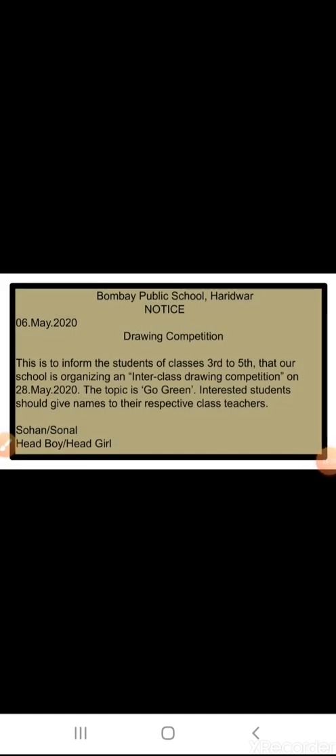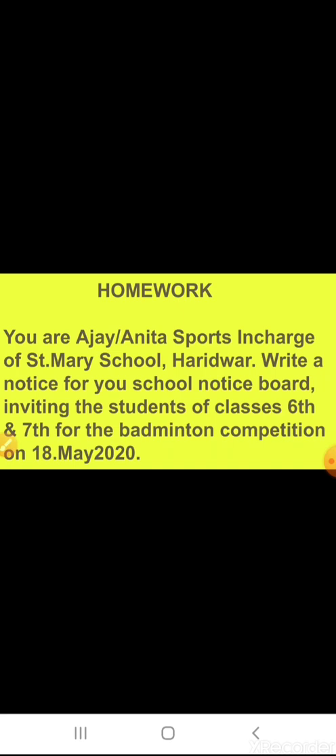Children, all have written the notice. Now on a fresh page, write down your homework question. Your homework question is: you are Ajay, Anita. Boys will write down the name of Ajay and girls will write down the name of Anita. You are Ajay, Anita, sports in charge of St. Mary's School, Haridwar. Write a notice for your school notice board informing the students of classes 6 and 7 for the badminton competition on 18th May 2020.